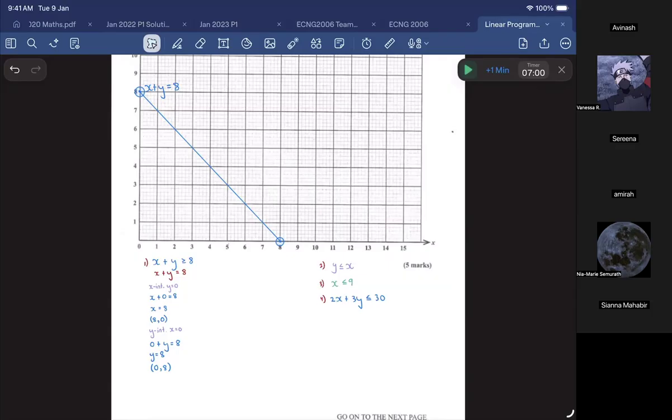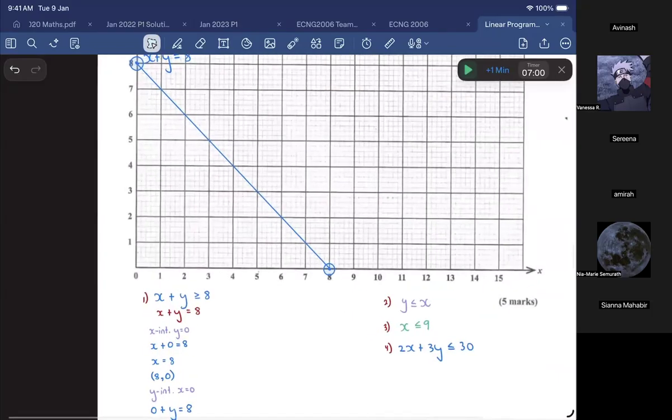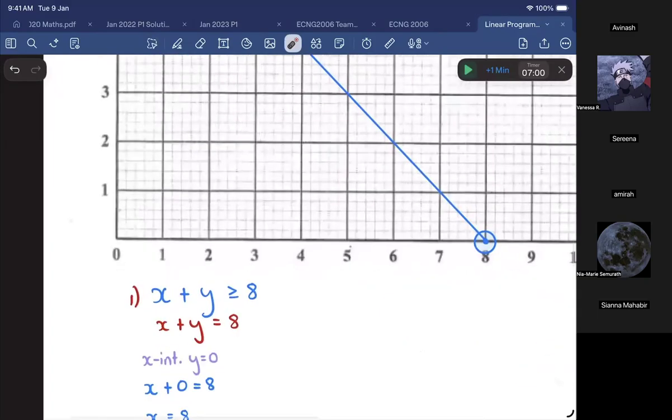Okay. Let's continue, right? So Ria, we just now drew the line, right? But we did not represent the inequality. By looking at the question, what was the inequality? 8? No, that wasn't the inequality. That's a value. So this is the inequality.